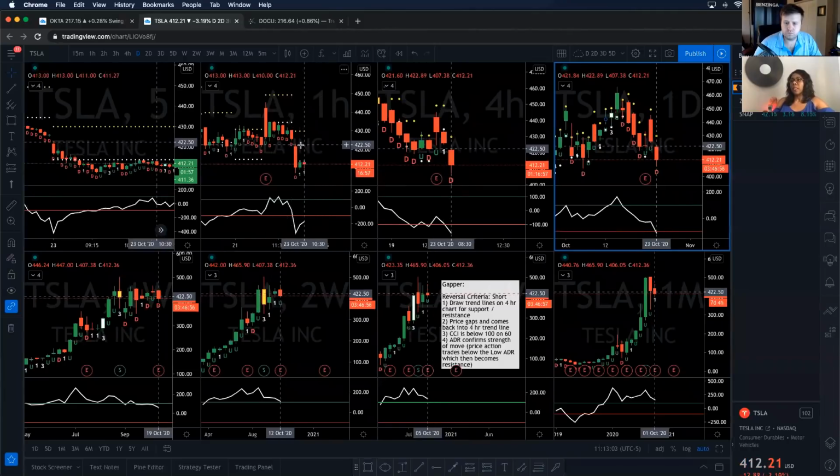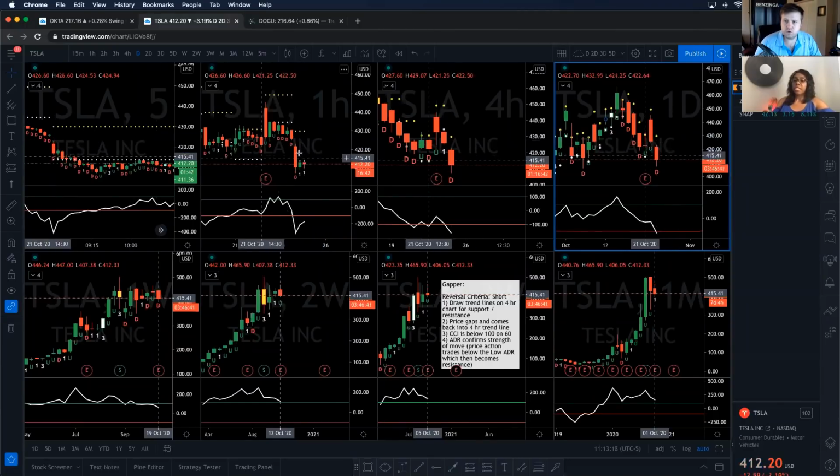And so what I look for is to short anything where price action moves below negative 100, or to go long on anything that moves above plus 100. So I'm going to show you that.